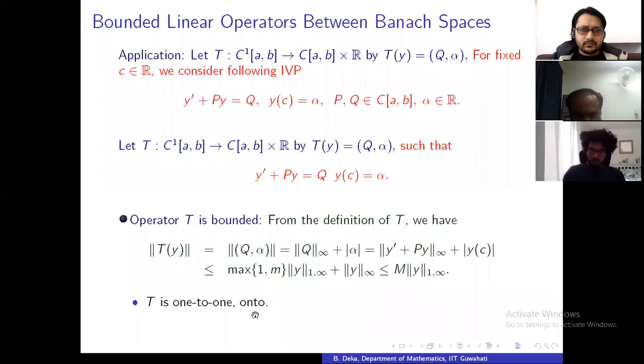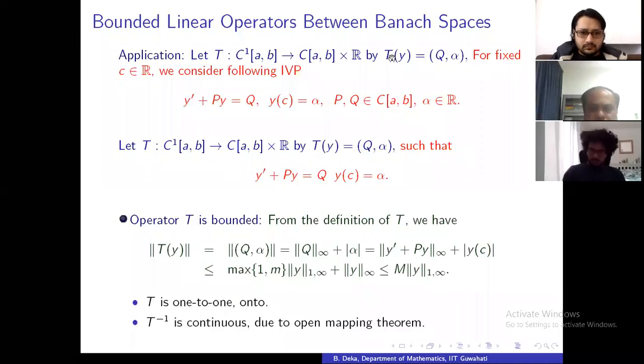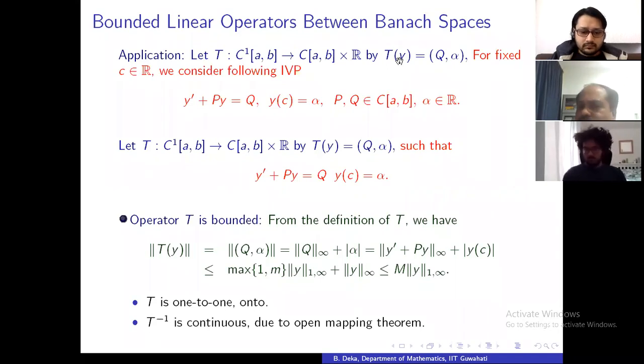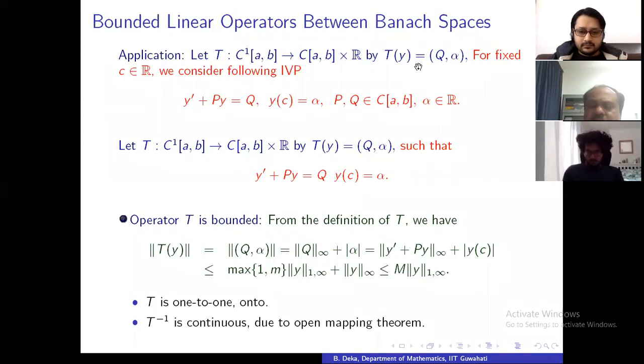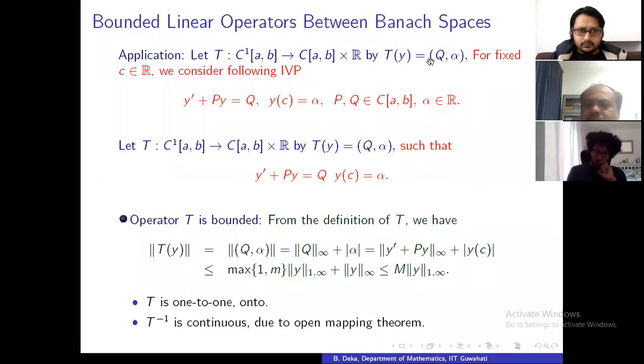And then one can say that T is 1-1 and onto. Why is T 1-1? Because one can see the kernel of the operator T, that is, the collection of all y such that Ty equals 0. Ty equal to 0 means it is mapping to the zero element. What is the zero element of C[a,b]? That is the zero function. What is the zero element of R? That is the number 0. So Ty equal to 0 means Ty is mapping to (0, 0). The first 0 is a function, and the second 0 is the real number. Already we know from the initial value problem that if Q equals 0 and alpha equals 0, then y equals 0. So when Ty equals 0, Q is 0 and alpha is 0, and then already you have proved that y equals 0. So the kernel of T consists of only the zero function. So it is a 1-1 function.